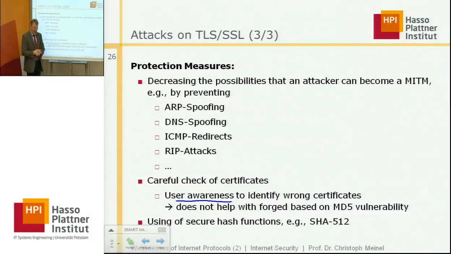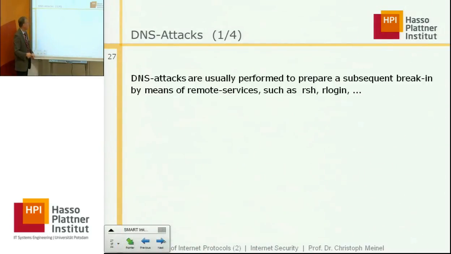And then one should use secure hash functions. So instead of SHA-128, the better choice is SHA-512. This is the length of the hash value, and the longer it is, the more secure. So these were a few attacks on the transmission level of the TCP/IP protocol stack.